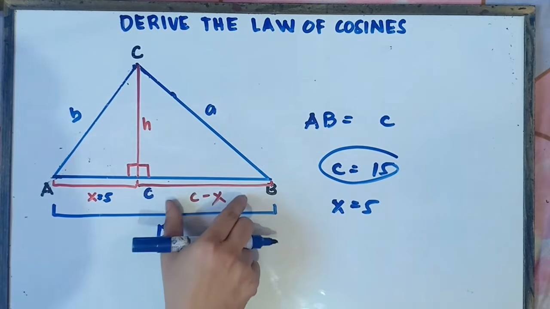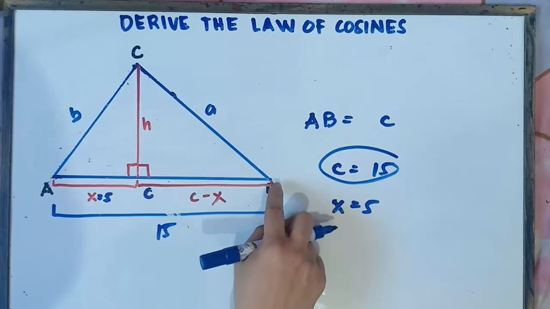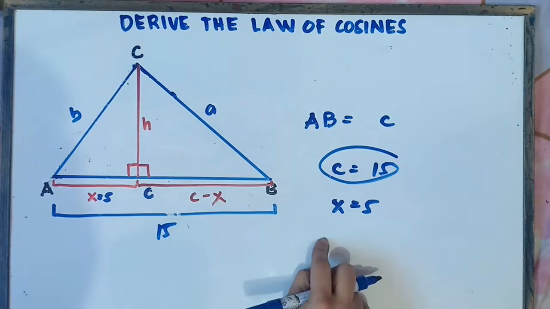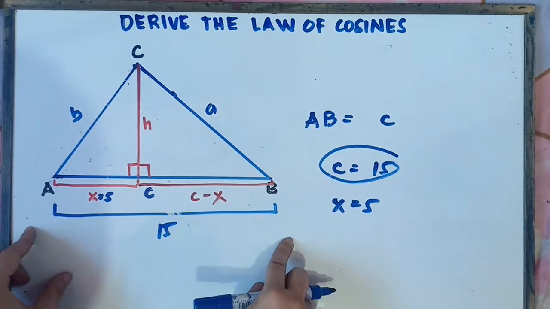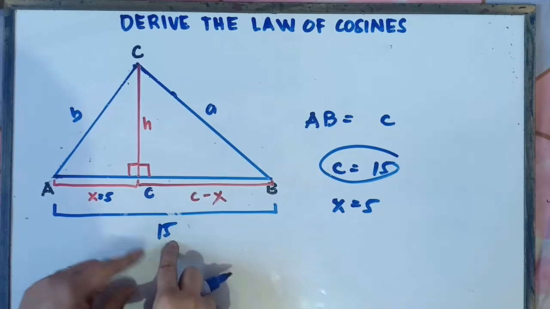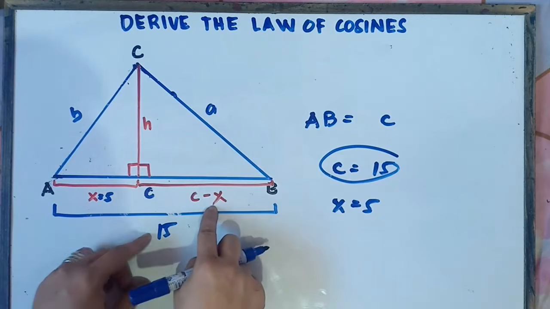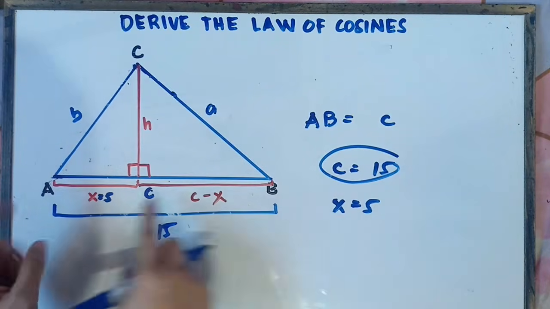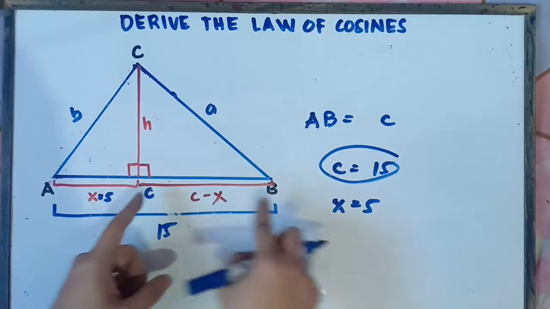How will you get this side, class? From this point to this point, how will you get this side? That's correct. You just simply subtract, right? C, the total, minus this side: 15 minus 5. Therefore, class, this is 10. That's why, class, we have C minus X. The total minus this side is equal to this side.